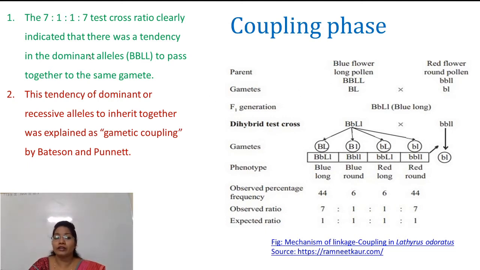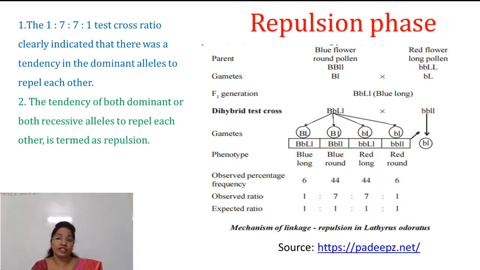So the coupling phase means the tendency of dominant alleles to pass together in the next generation. This tendency of dominant alleles or recessive alleles to be inherited together was explained as the coupling phase. That means between the two genes, capital B and capital L, there is a gametic coupling. So this phase is known as the coupling phase by Bateson and Punnett. Next phase is the repulsion phase.